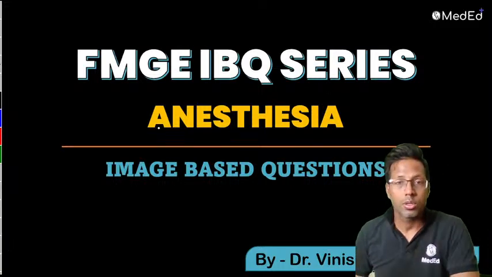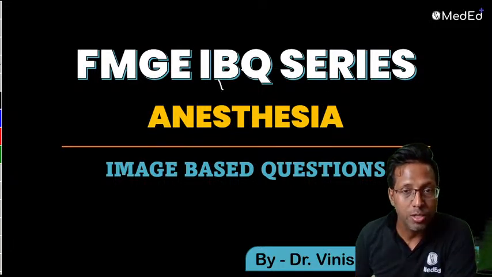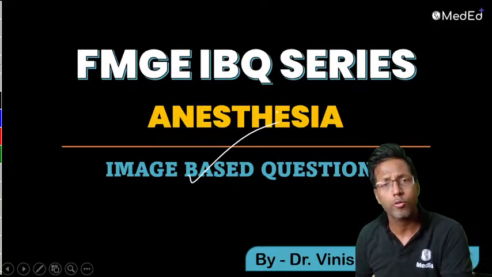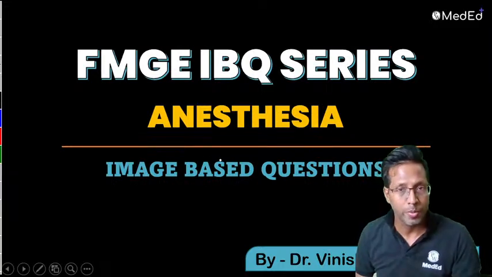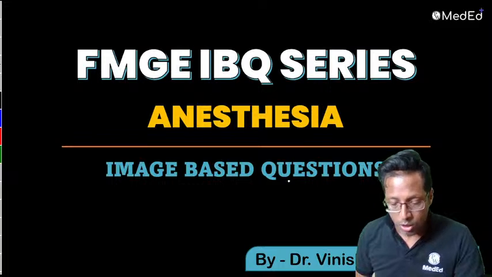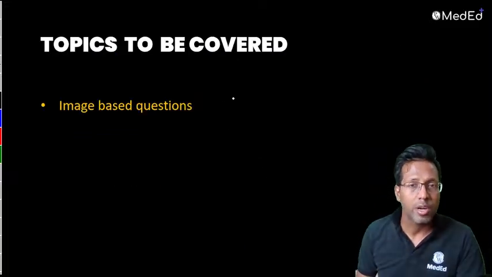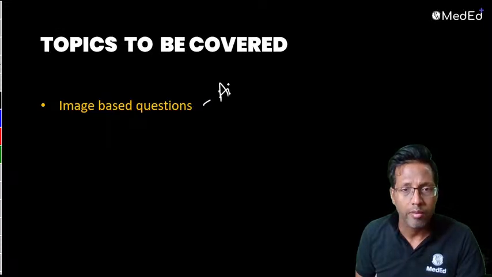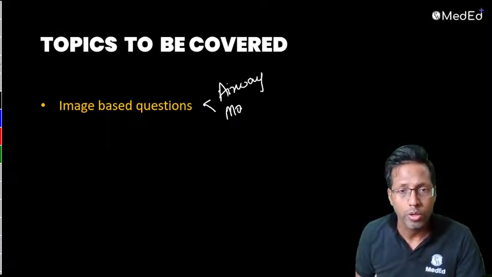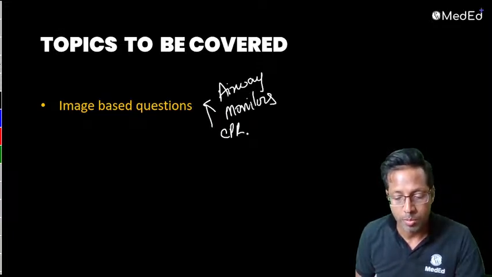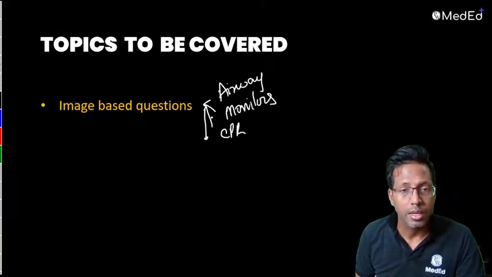Okay, so this is our session of the FMGE image based questions, and we'll be discussing the anesthesia part. A lot of questions from anesthesia come as image based questions also. Going forward, we'll be covering the image based questions asked from the different parts of anesthesia. For example, airway, questions which are important for intubation. We are going to discuss various parts of the monitors, CPR, and spinal and epidural.